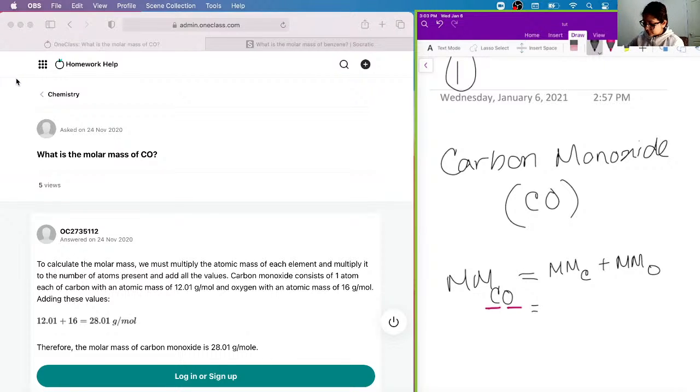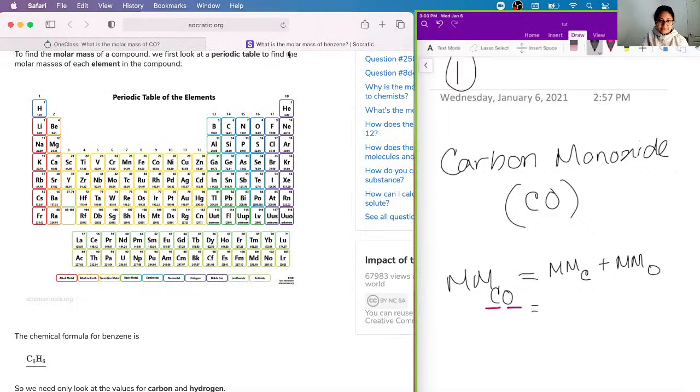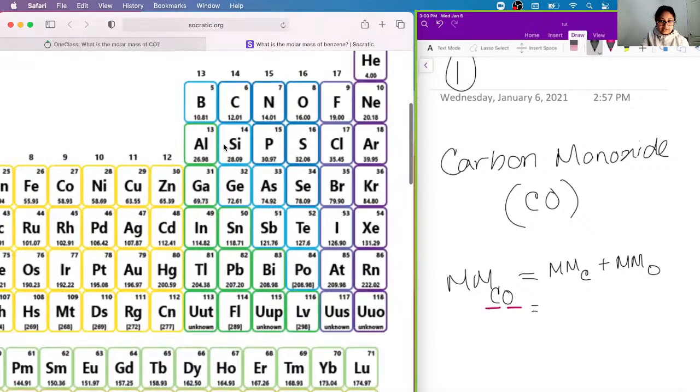So to find the molar mass of carbon, we can just look at the periodic table over here and look at carbon. The molar mass is given on your periodic table right here, which is 12.01. So we put 12.01 grams per mole. And then you add this with the molar mass of oxygen, which is given here as 16.00. We have 16.00 grams per mole.